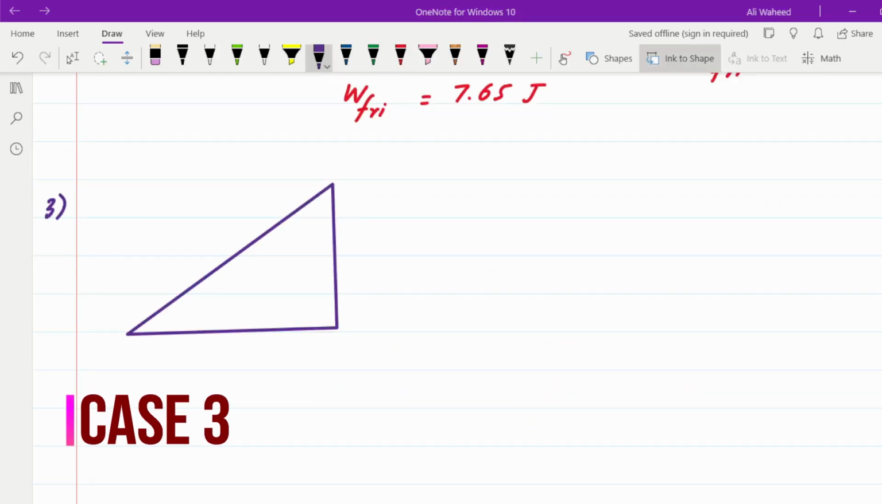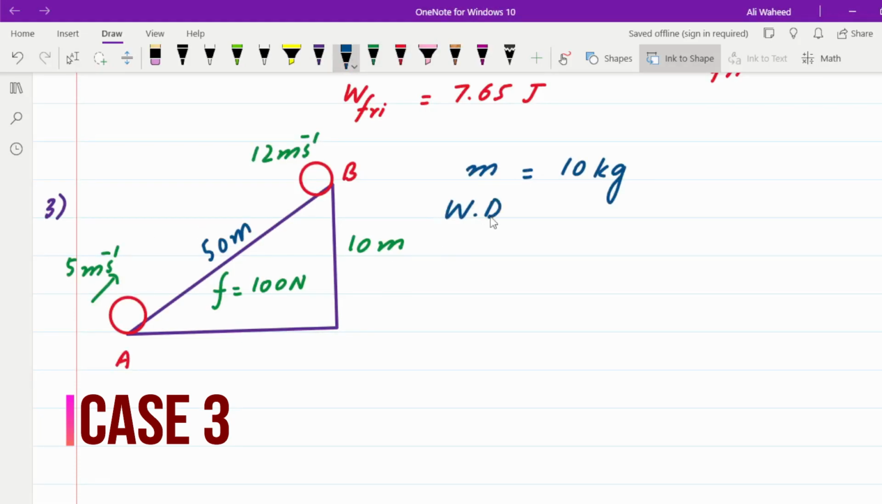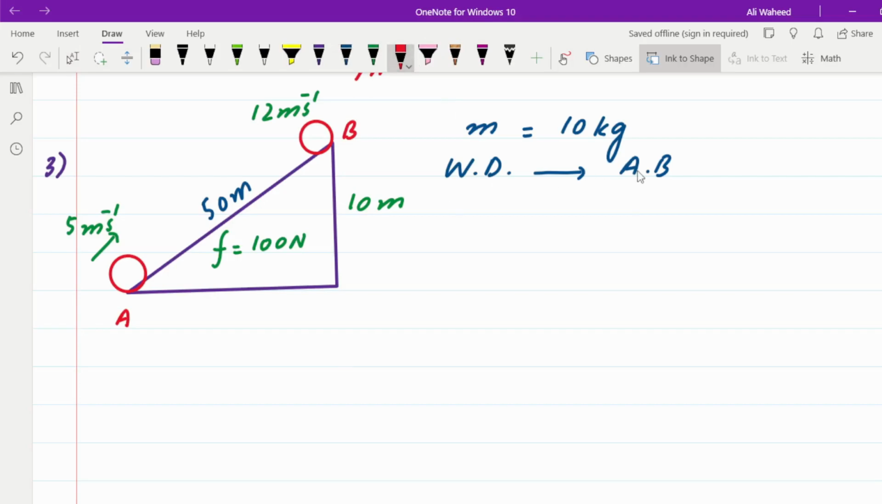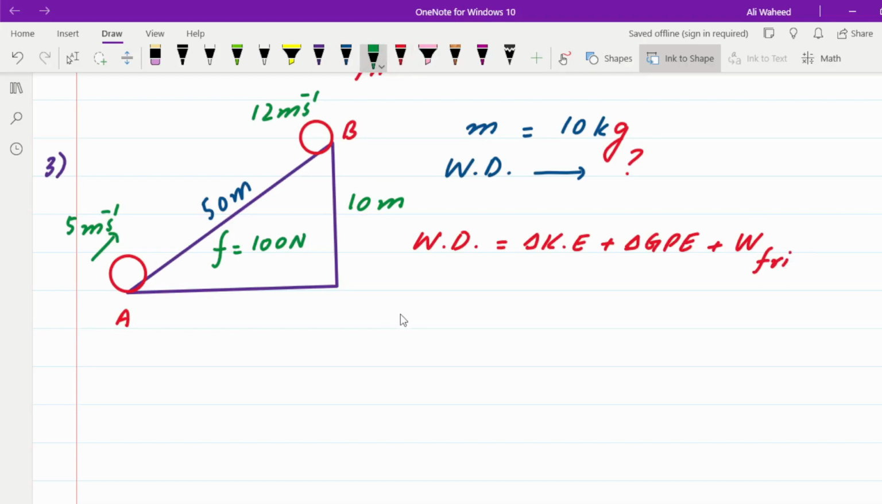All right, so here we have the next situation. We need to find the work done from A to B. So that needs to be found out. So work done, let me write down the general expression. Work done equals the change in kinetic energy. You'll have to pay for the kinetic energy change, you'll have to pay for the gravitational potential energy, and you'll have to pay for the work done against friction. So you'll have to pay for these three things.